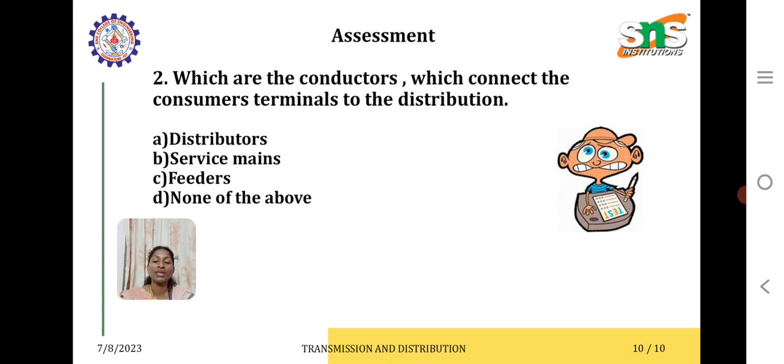Then I discussed the structure of the power system, and after the structure of the power system we learnt about the types of transmission and a comparison between overhead and underground transmission. I guess you have gained some knowledge with this video.